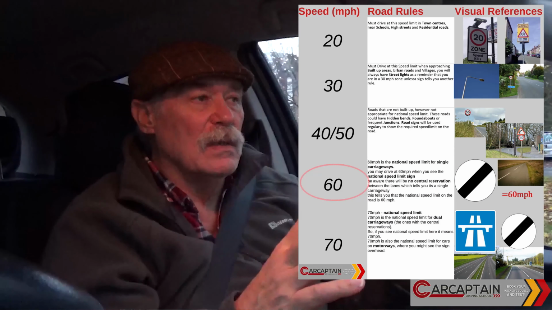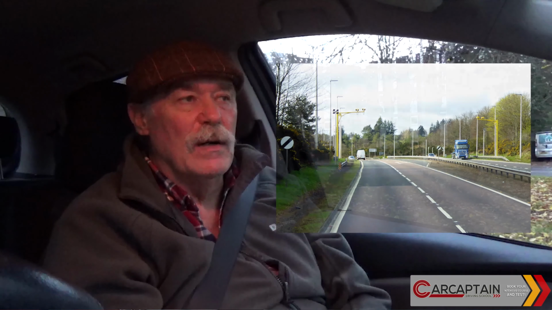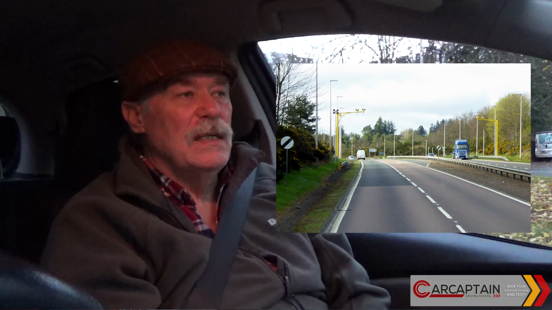50 and 60. 60 is a natural speed limit as well, because if you're on the open road and there are no street lamps and it's a single carriageway and there's no signposting or anything, then it's normally 60 miles per hour. So no signposting, open road, 60 miles per hour. And then a dual carriageway means you've got two separate streets going in different directions, normally two carriageways in both directions. That's 70 miles per hour, and that doesn't need to be signposted.